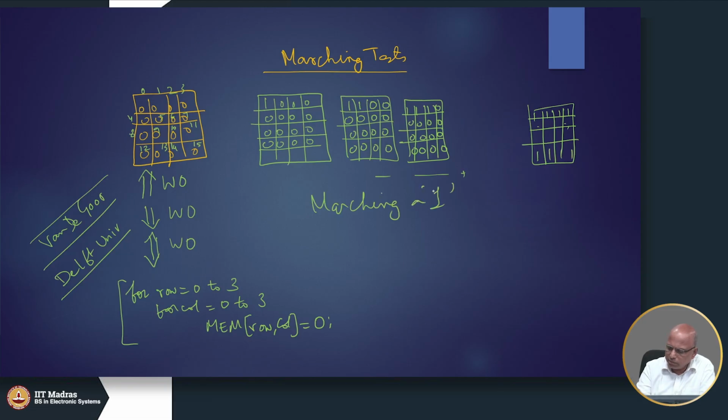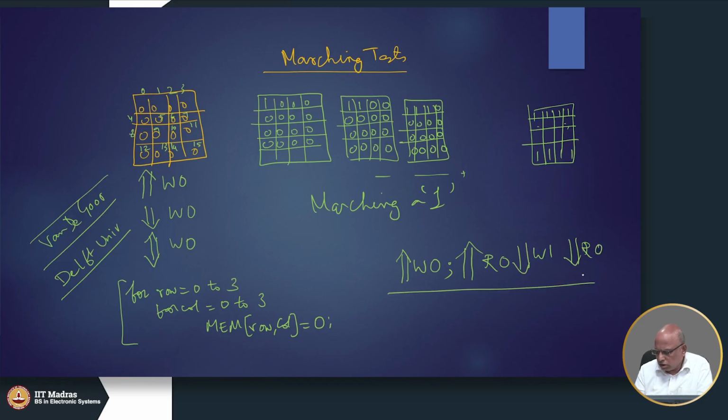Unlike galloping, where we replace this one with a zero, and at any point of time only one of them is a one or a zero, here, over a period of time, all the zeros will ultimately become all ones. So if you write something like this, for all rising order, write 0, then read back 0, then maybe write back 1, then read back. So this is the notation for marching tests.